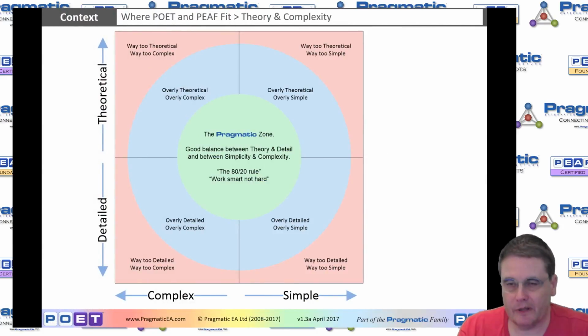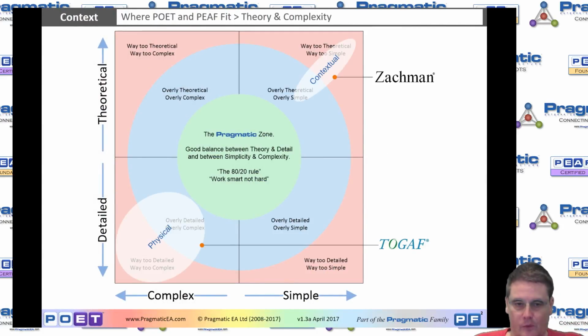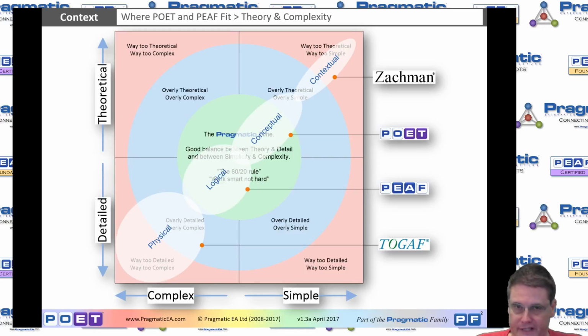This is what I was talking about when I was explaining where Zachman, TOGAF, POET and PEAF fit in. So we have a quadrant which is complex and simple versus detailed and theoretical. Zachman is up here, very theoretical and very simple. TOGAF is down here, very complex and very detailed. And before POET and PEAF came along, which kind of fit in the middle and bridged that chasm, as I call it, that's all people had. They either had almost no guidance whatsoever or an overload.